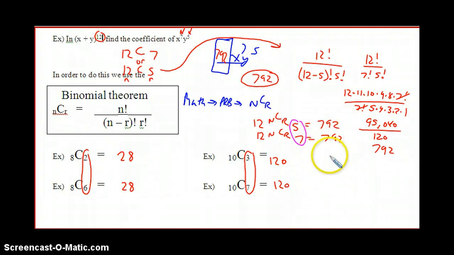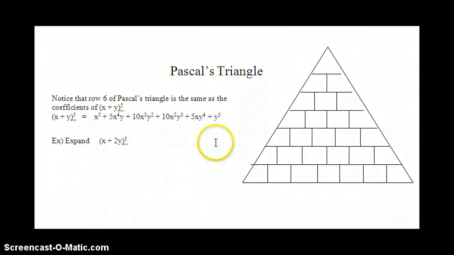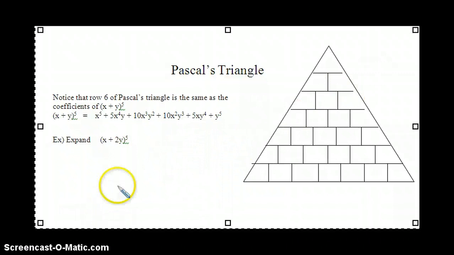So again, one of the ways you can find the coefficients is by using combinations. Let's talk about the other way you can find the coefficients. The other way that you can find the coefficients is by using Pascal's triangle. And so Pascal's triangle looks like this.